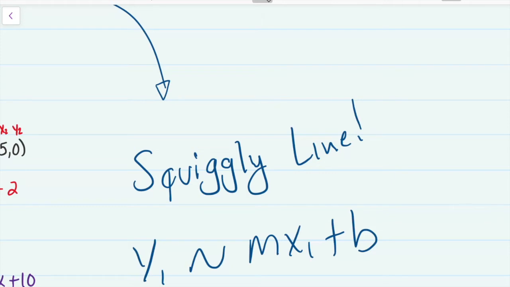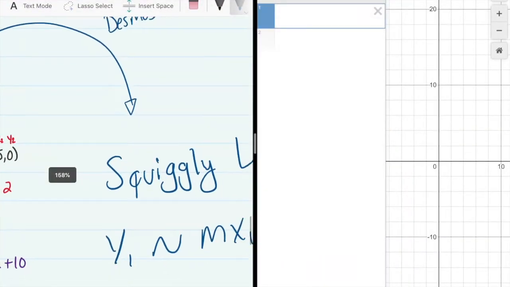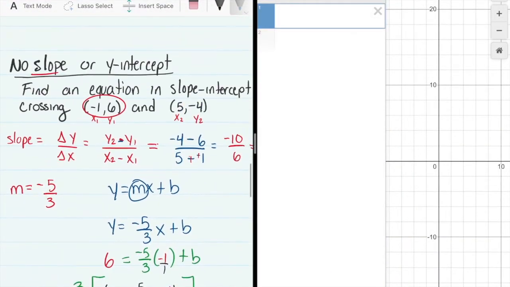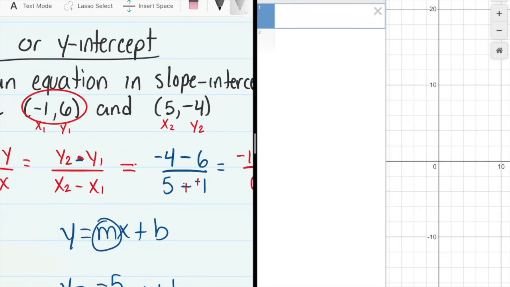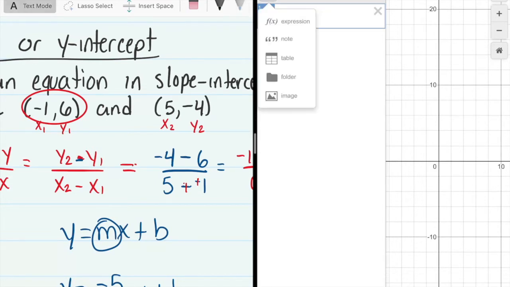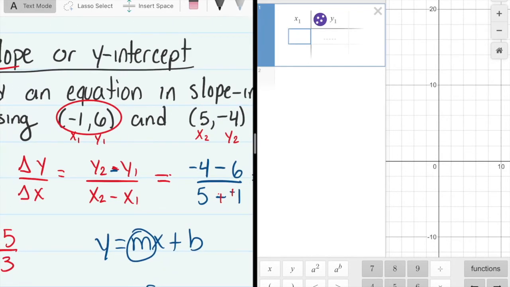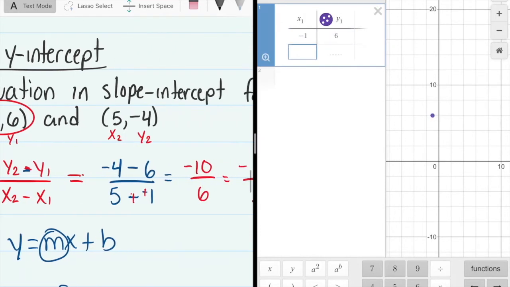On Desmos, I'm going to go ahead and open up my Desmos app and put it right next to this one. We're going to focus on the points. Let's pretend we didn't do this at all. We're going to do it instead with Desmos. Well, we got ourselves 2 points. Let's open up a table with the plus sign. Let's look at our first point, -1 and 6. So that's when my x is -1, and when my y is 6. Look at the other one, when x is 5 and my y is -4.